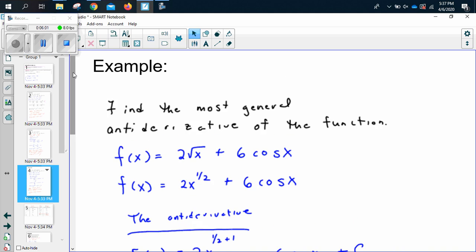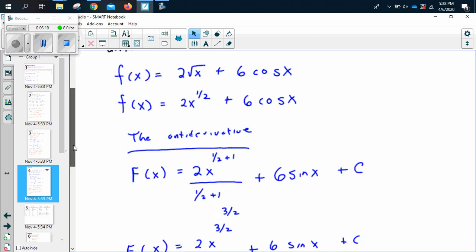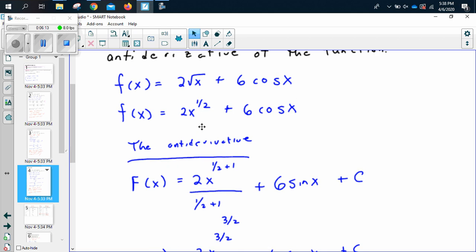Okay, here's another example. We want to find the most general antiderivative of the function. So here's the function. When I have a radical, I want to write it with its fractional exponent. And then I add 1 to the exponent, divide by the new exponent. Now, the antiderivative of cosine x, or 6 cosine x, you kind of have to think backwards. What function has a derivative of 6 cosine x? That would be 6 sine x, and then we go plus c. So when you're doing this, don't differentiate, you're anti-differentiating.